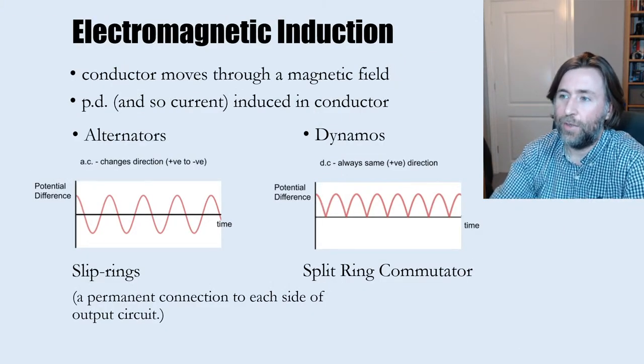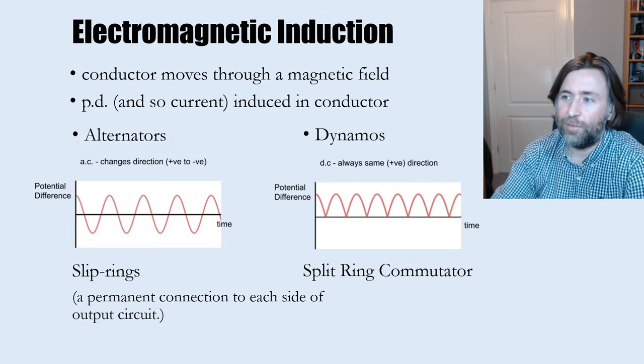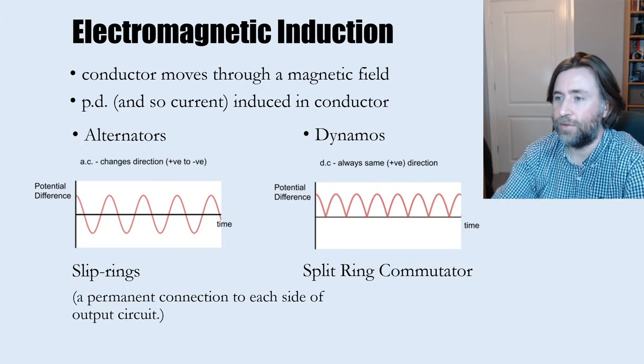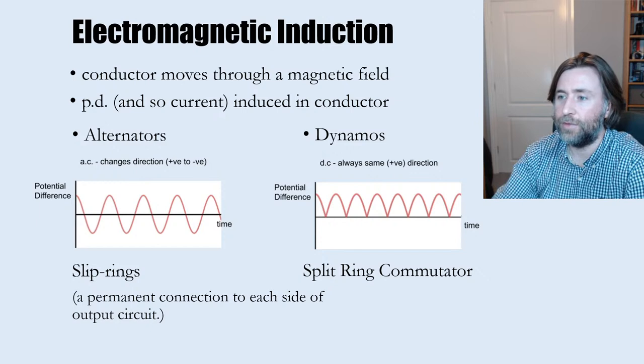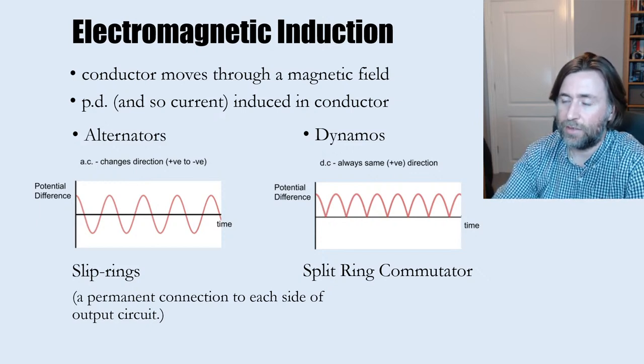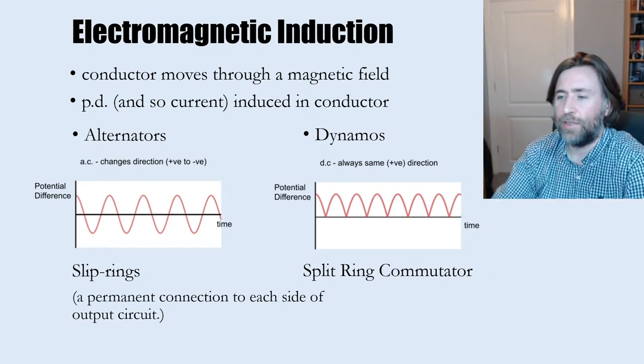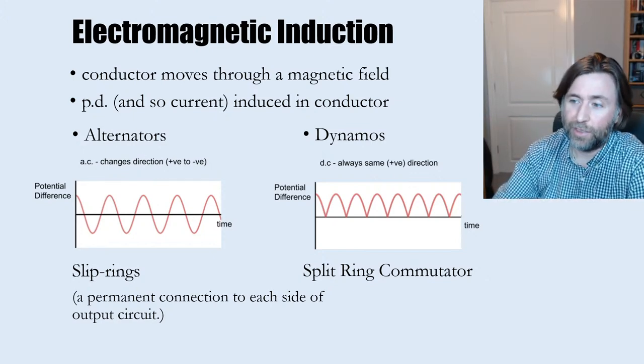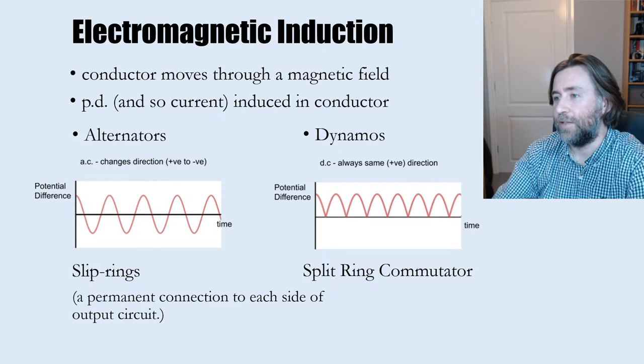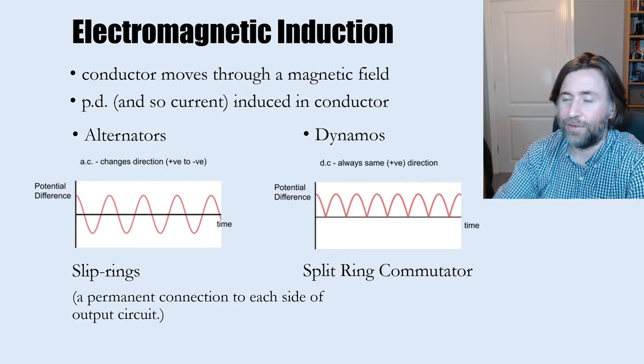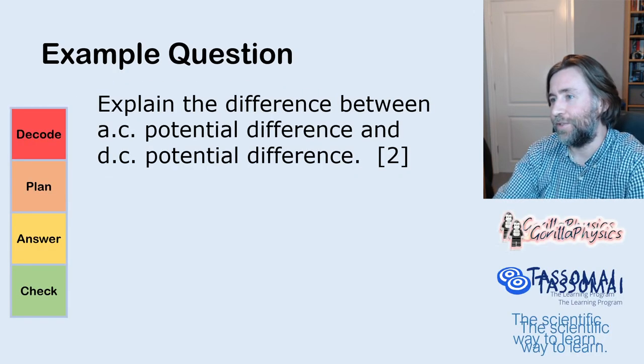Okay, and this just summarizes that really. So when a conductor moves through a magnetic field, a PD is induced in the conductor. There are two types, alternators and dynamos. Alternators make AC, dynamos DC. There's the sketches of the graph. And alternators have slip rings, okay, a permanent connection to each side of the output circuit. And dynamos have split ring commutators, which is a changing connector every half turn.